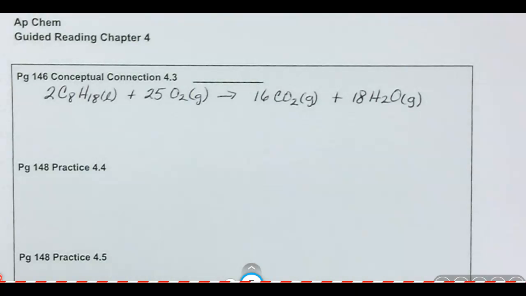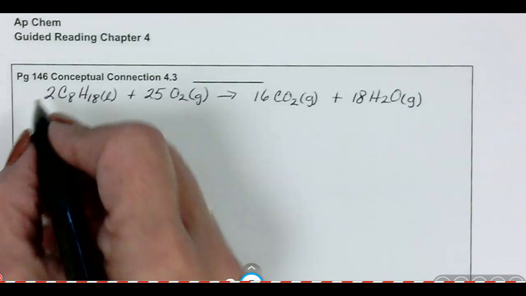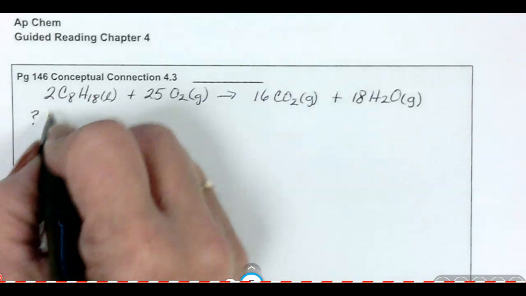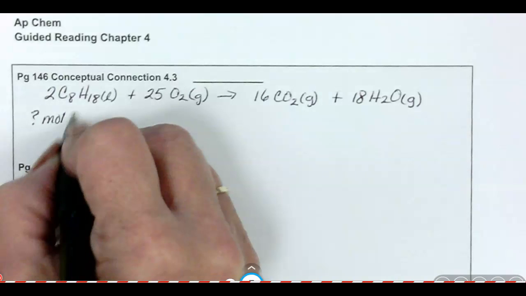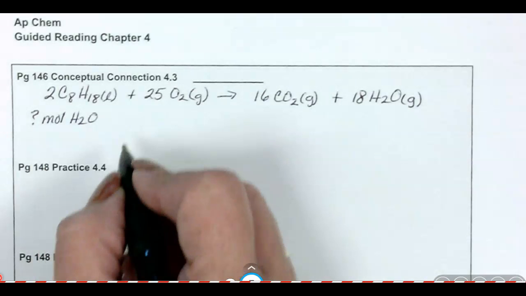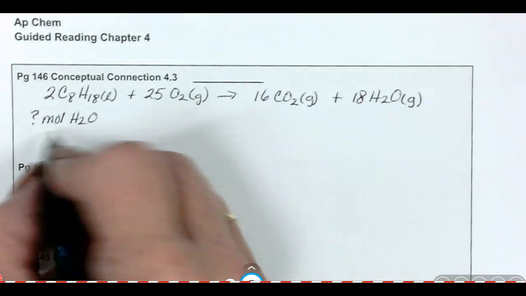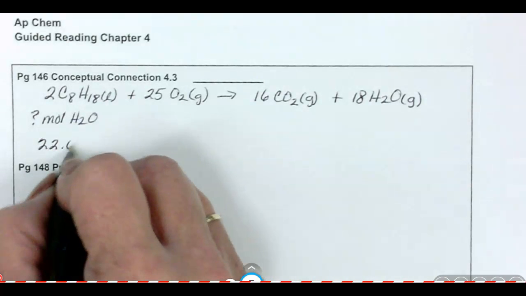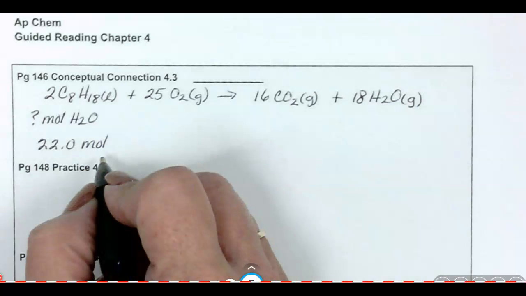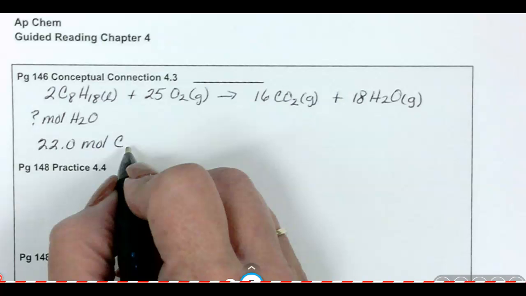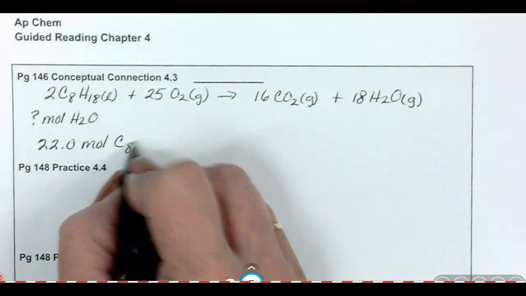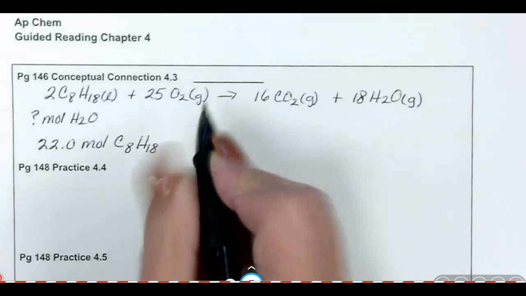Okay, so the next one that I'm going to work through is page 146, the 4.3 conceptual question. It's actually a multiple choice question, but it gives us this balanced chemical equation, and the question is how many moles of water, H2O, are produced when 22 moles of octane combust. Okay, so that is my question.